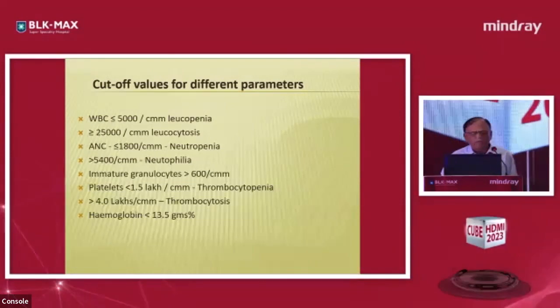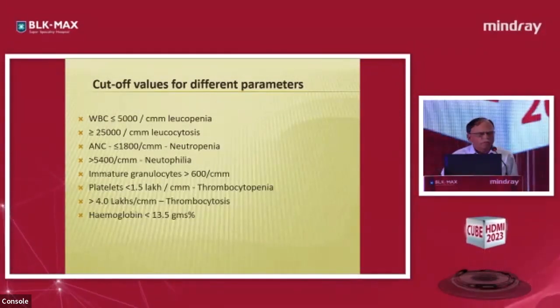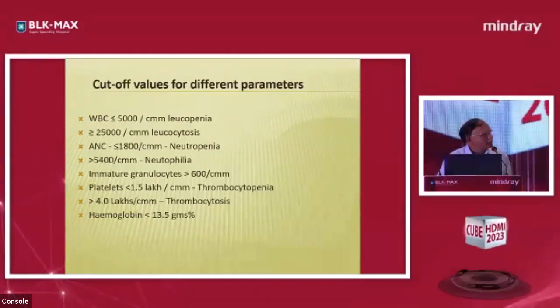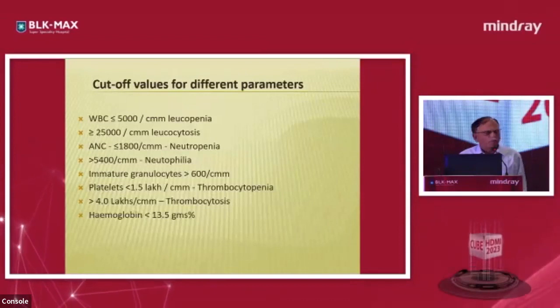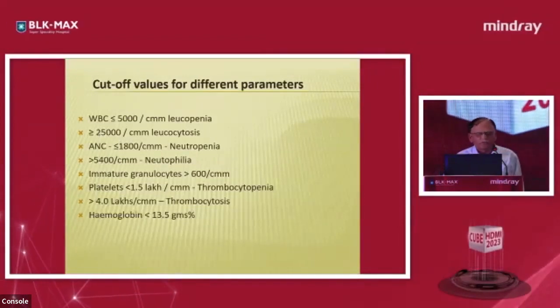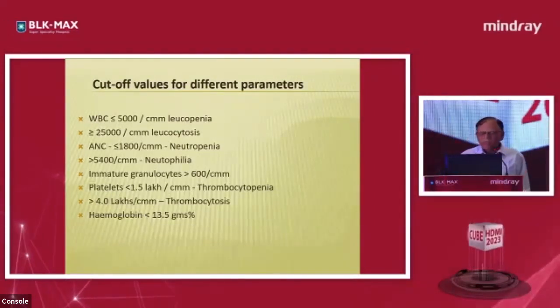And for immature granulocyte count, if more than 600 per cubic millimeter, we took it as increased immature granulocytes. Then platelet count less than 1.5 lakh, thrombocytopenia, and more than 4 lakhs, we called it thrombocytosis. And the hemoglobin cutoff was 13.5 grams percent.